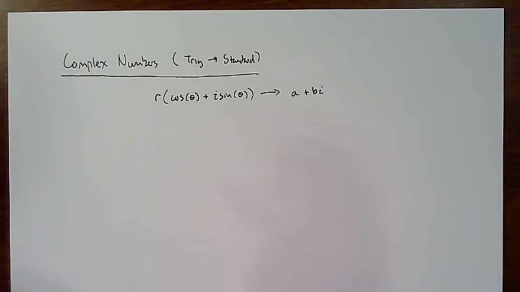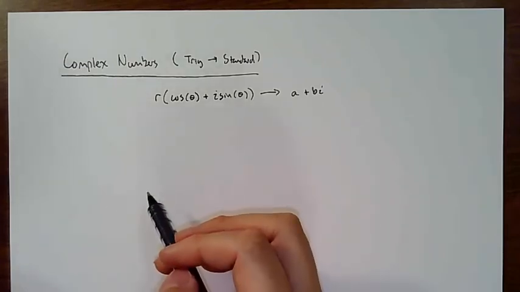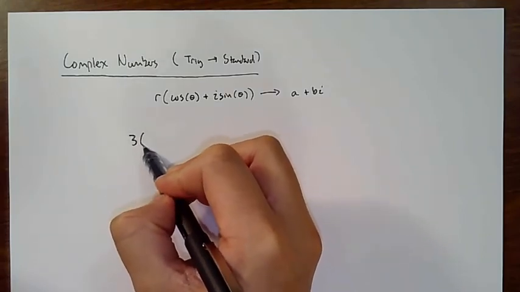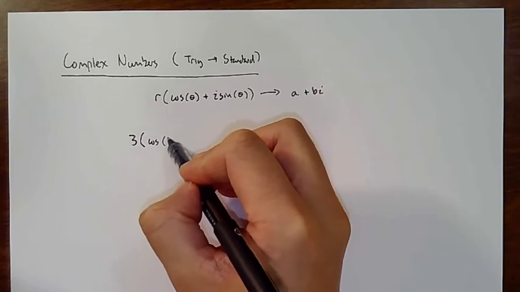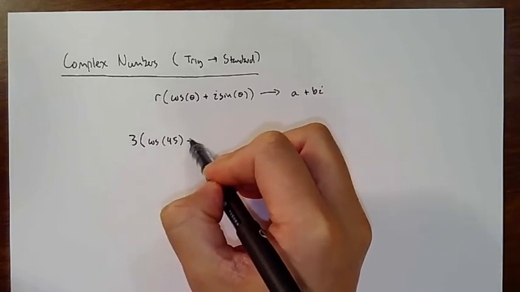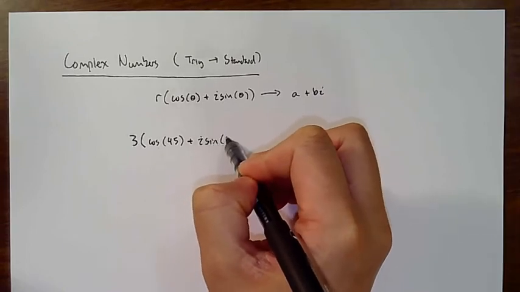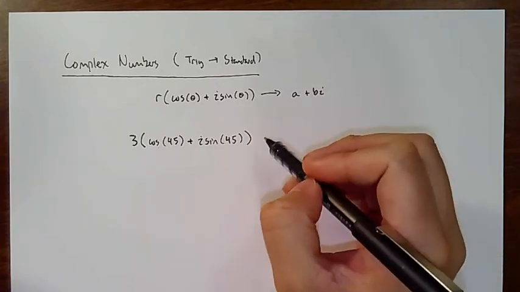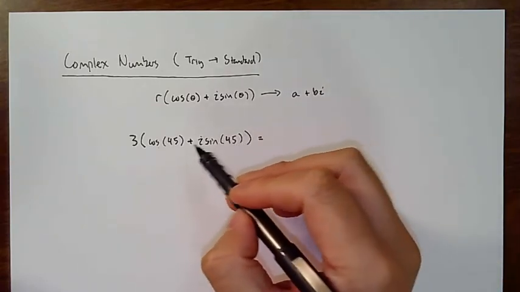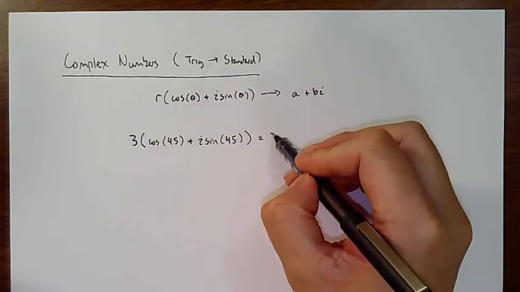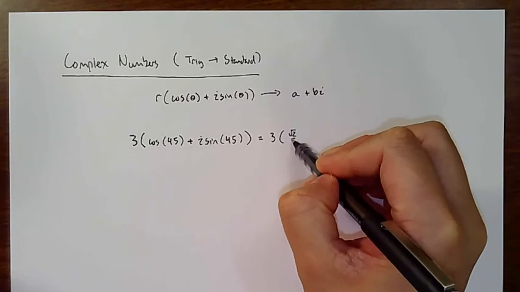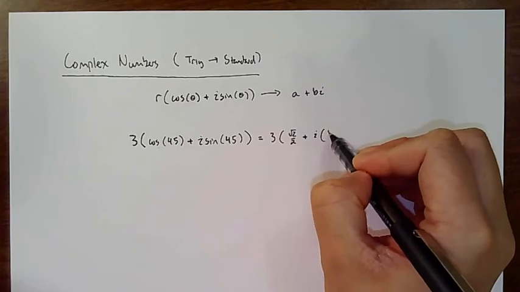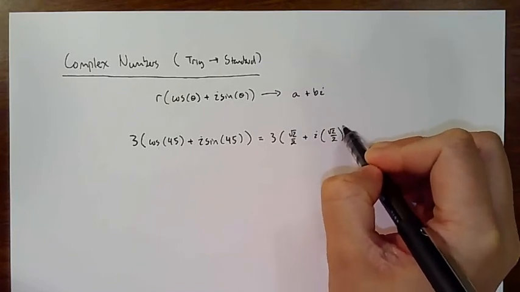So let's just do a couple of examples and then we'll be good. So let's take the complex number that's in trigonometric form, 3 times the cosine of 45 plus i times the sine of 45. All right, well, what do we do? Well, you just simplify this. Let's evaluate the cosine and the sine. So cosine of 45 is square root 2 over 2. And then the sine of 45 is also square root 2 over 2.